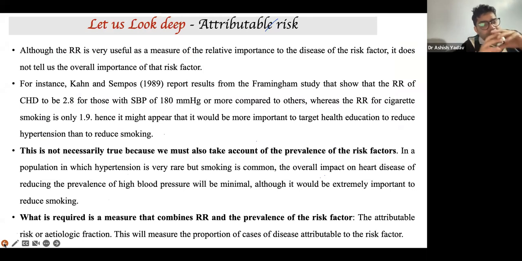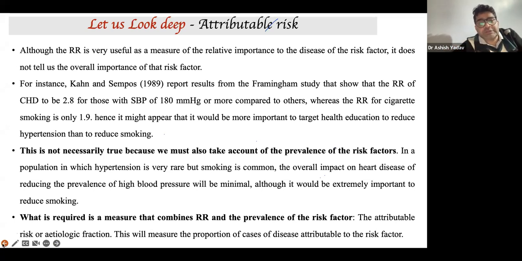What odds ratio or relative risk are doing is telling whether the risk factor is really a risk factor or not. It is not relating the disease with the proportion of disease which is present in the population.